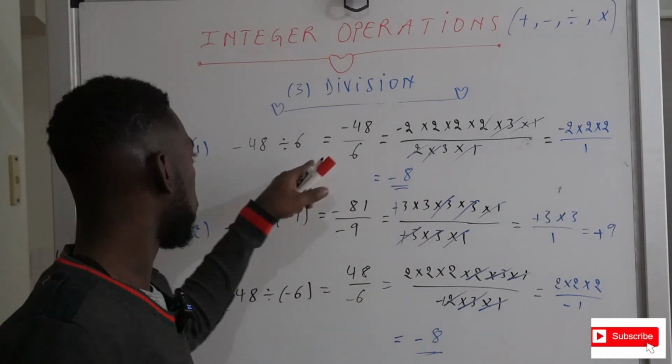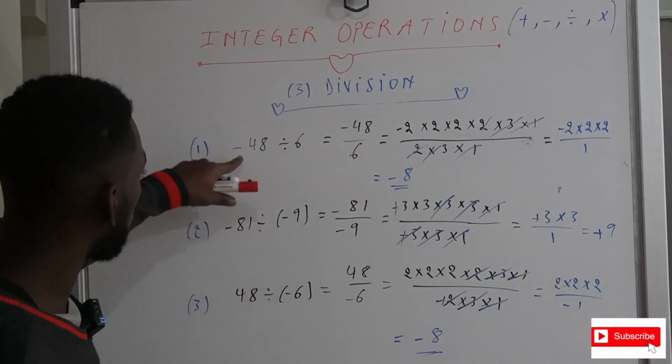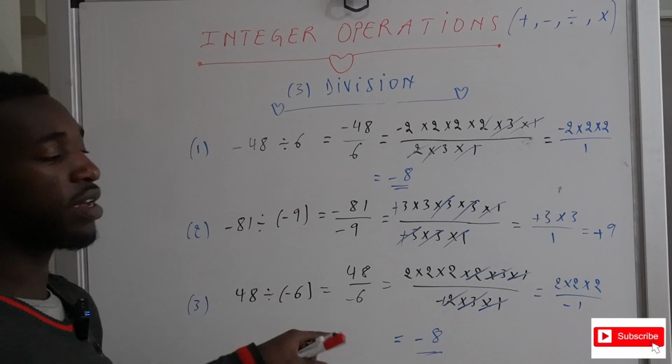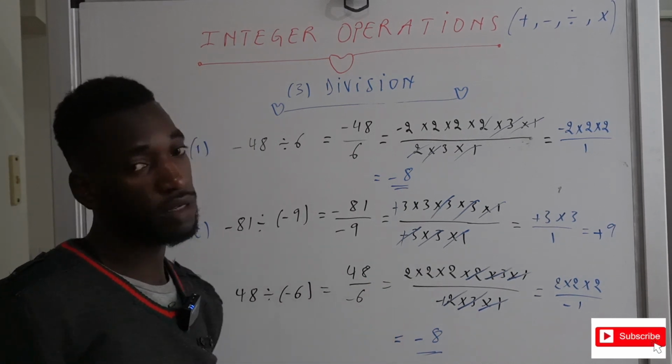As you can see here, there's no difference between this one and this one, because here we had negative 48 divided by 6. However, here is 48 divided by negative 6. So as you can see, those two answers are the same.